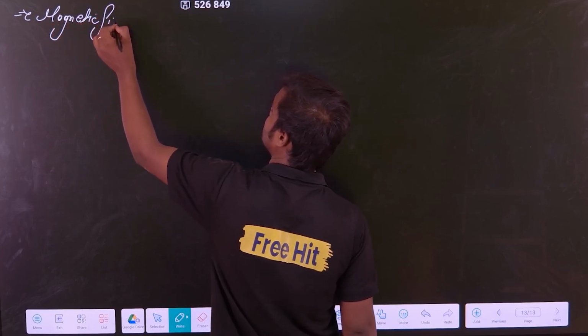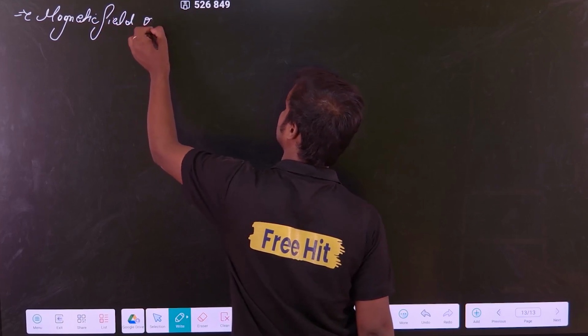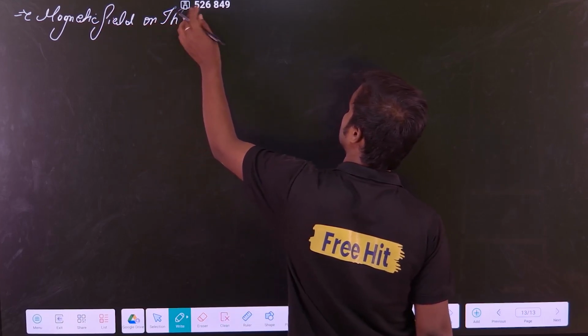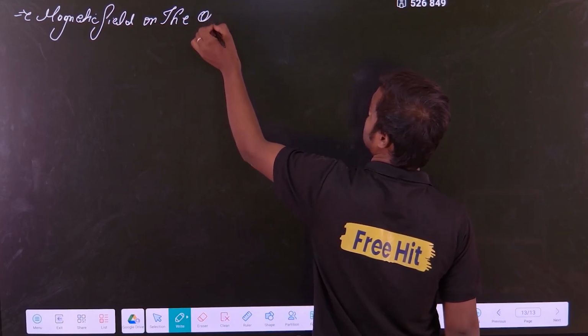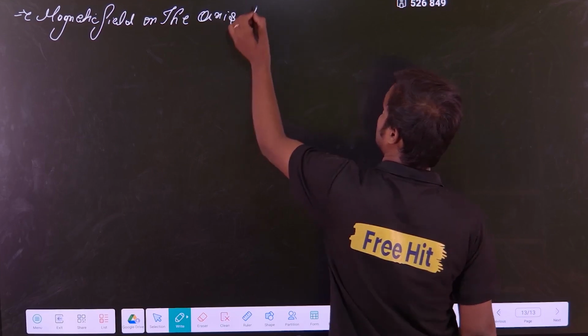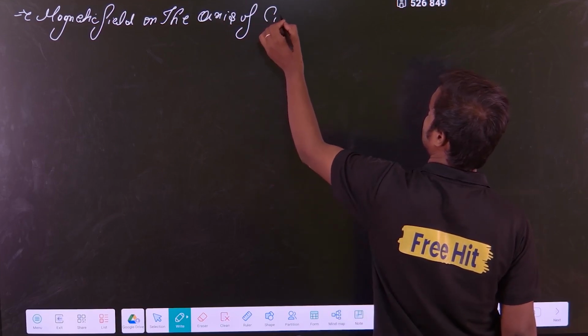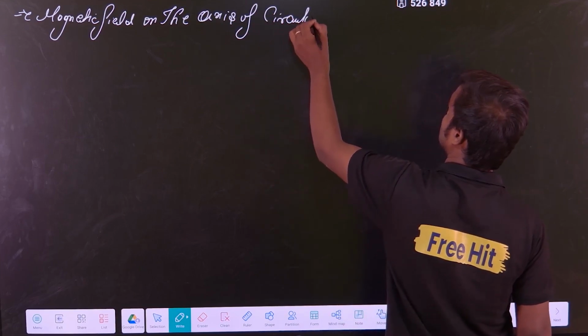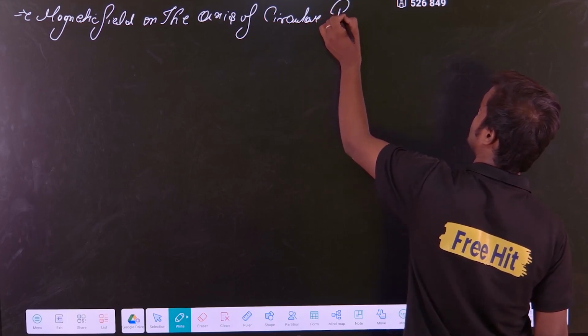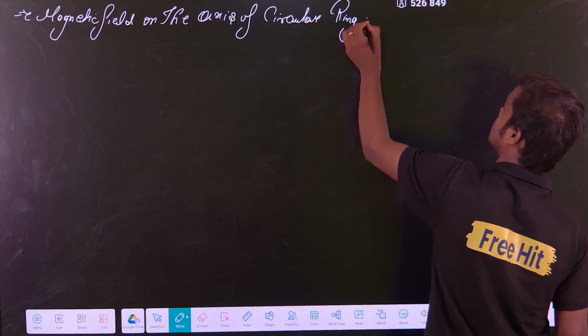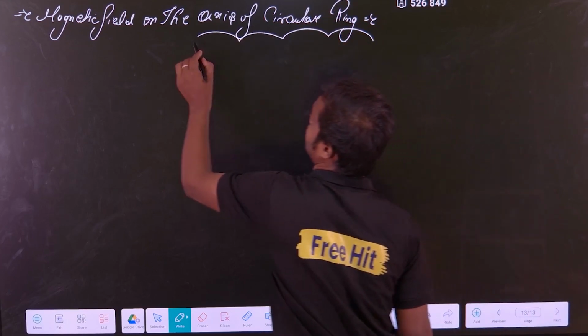Magnetic field on the axis of a circular ring. We have talked about the center, but now we have to discuss the circular ring. So let us start our discussion for a circular ring.